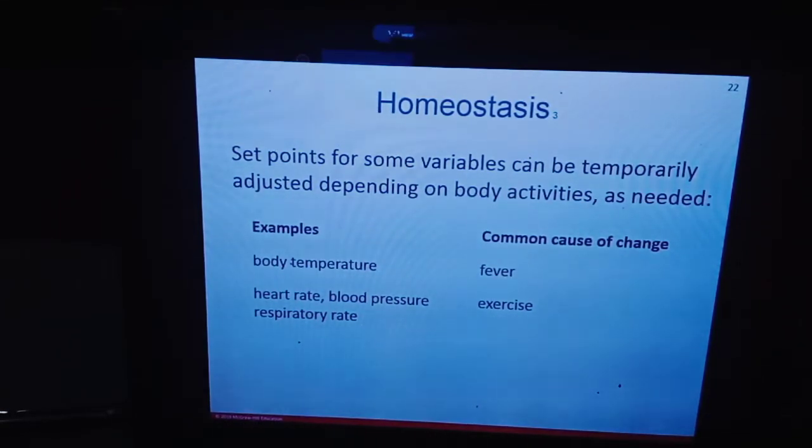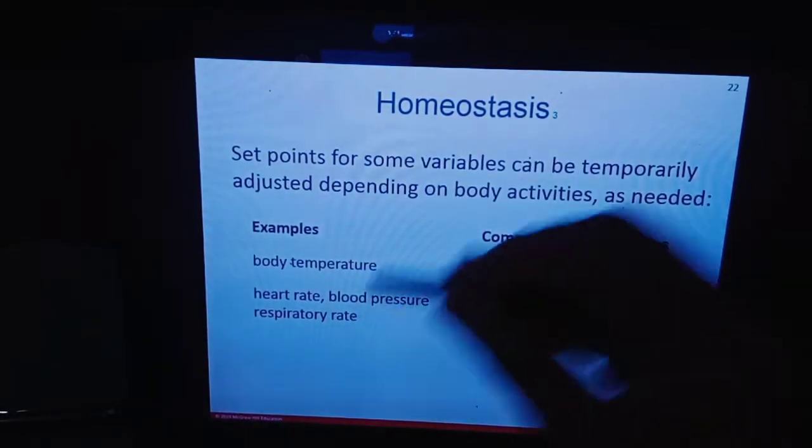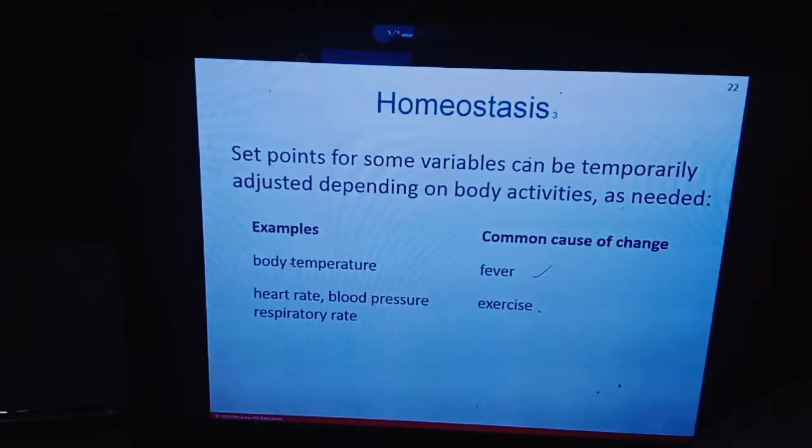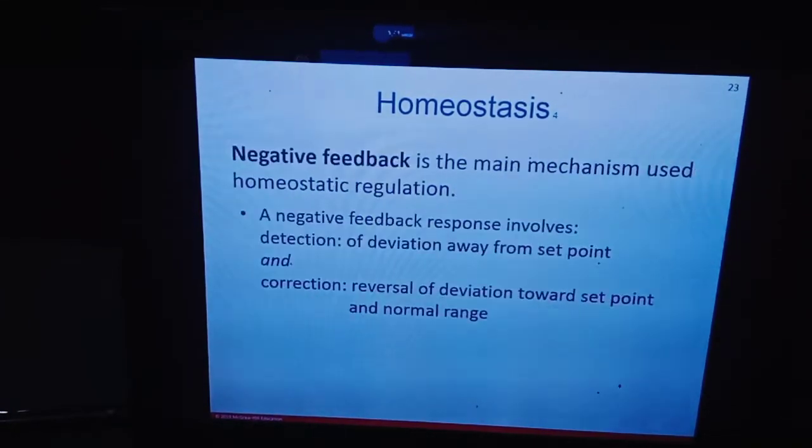For example, your body temperature, where a common cause is fever, or your heart rate, blood pressure, and respiratory rate when a particular person exercises. In discussing homeostasis, guys, it is very important to understand the main form of regulation. The main form of regulation is through feedback loops. There are two loops: we have your negative and your positive feedback loop.